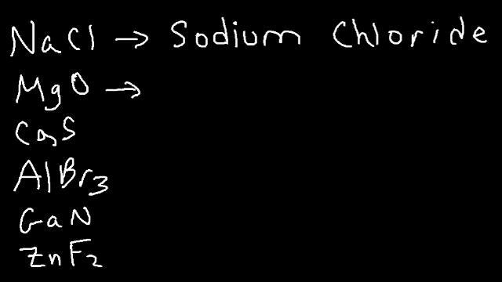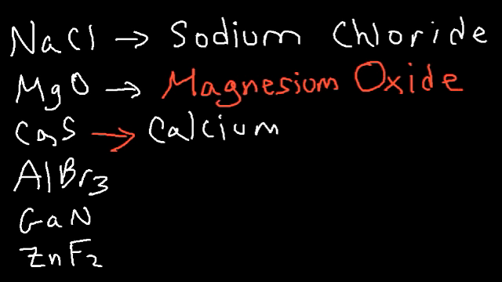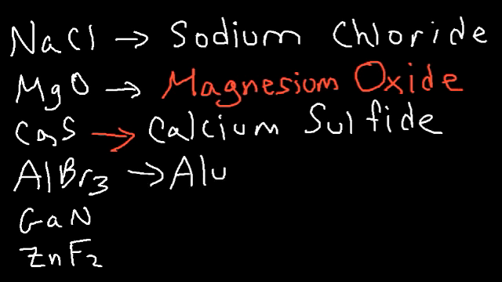So MgO, Mg is known as magnesium. And O, the second part, is a monatomic ion, so it's going to be called oxide. Now what about CaS? Ca is calcium, and for the second element we need to add the -ide ending. So instead of saying sulfur, we're going to say sulfide. Now what about AlBr3? Al is aluminum, and Br, instead of saying bromine, it's bromide.